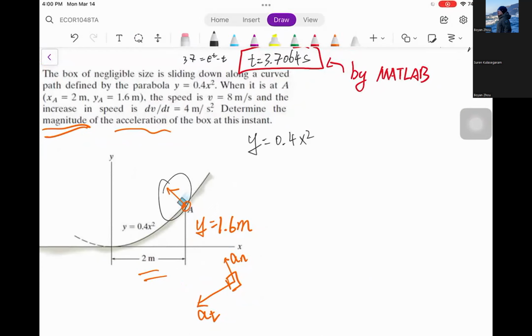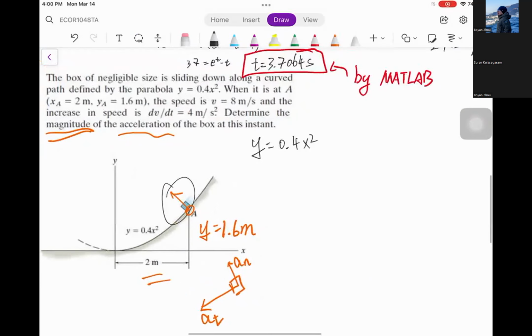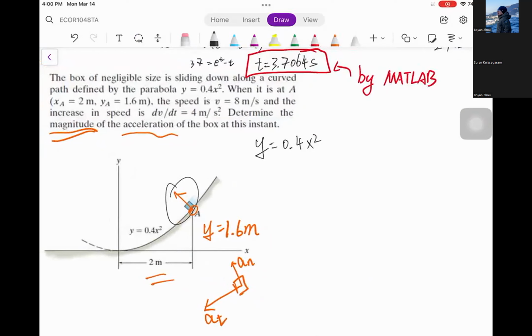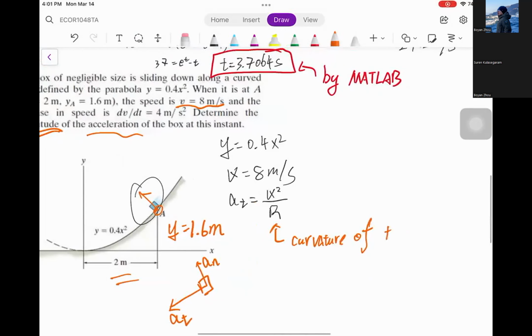Okay, so we know the velocity is equal to 8 meters per second. So it's over here. It's a given value. And the normal acceleration is equal to v squared over r. And r is the curvature of the surface.